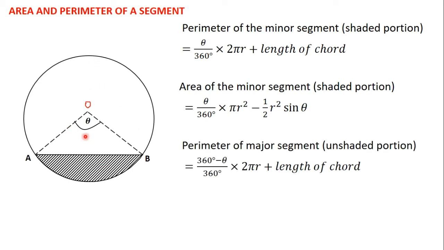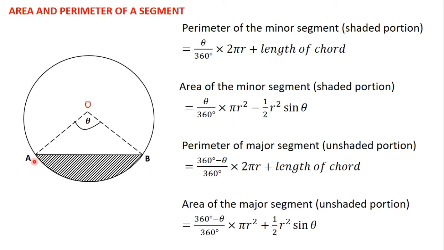When we come to the major segment or the unshaded portion, the perimeter of this major segment is 360 degrees minus theta divided by 360 degrees times 2 pi r plus the length of the chord. So in effect, it is the length of this major arc plus the length of the chord AB. Then the area of this major segment is 360 degrees minus theta divided by 360 degrees times pi r squared plus half r squared sine theta, where theta is the angle between the two radii.